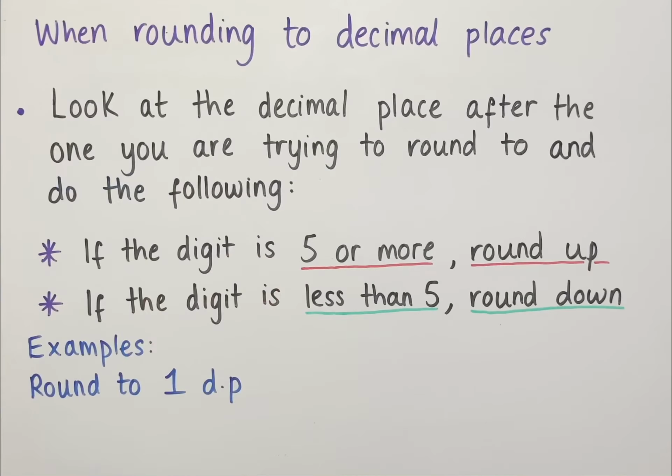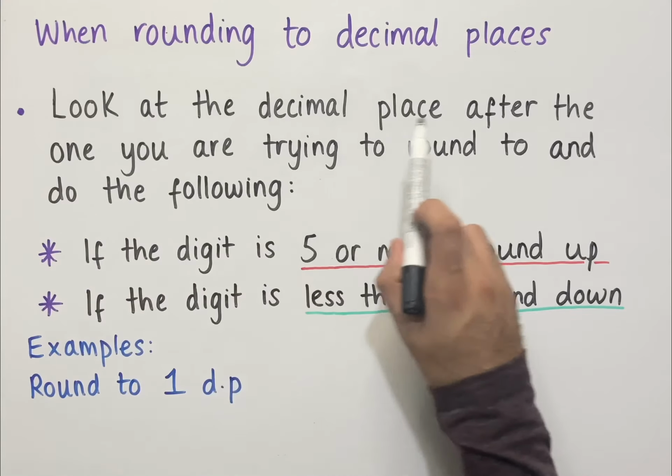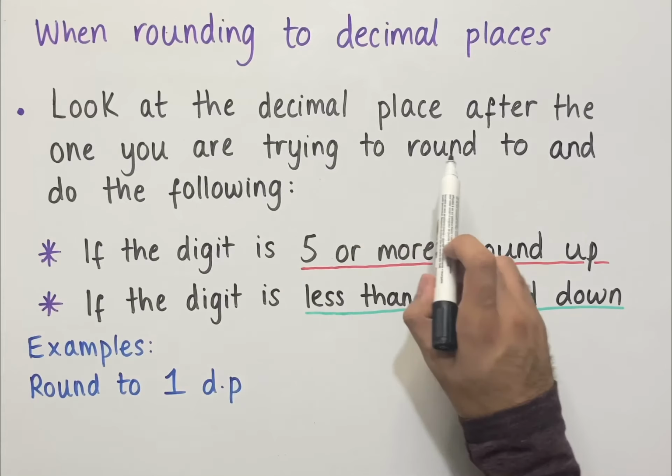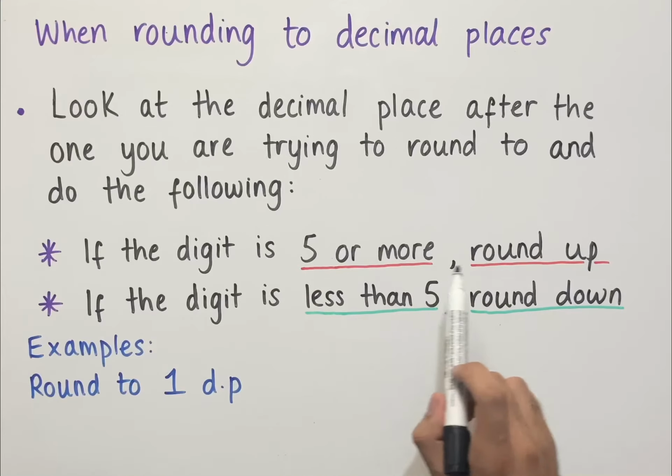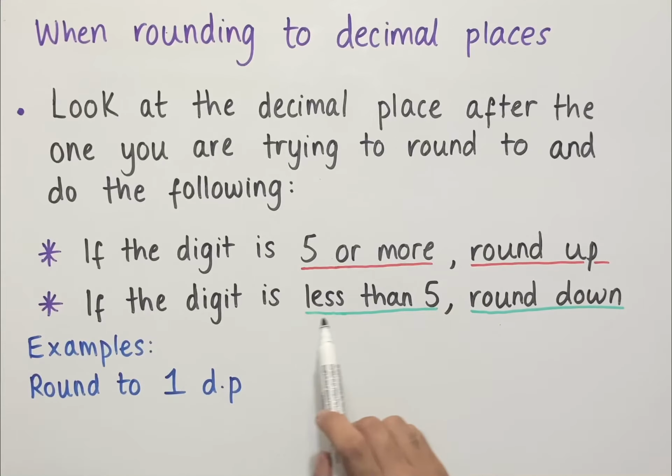When rounding to decimal places, we use this convention. Look at the decimal place after the one you are trying to round to, and then do the following. If the digit is 5 or more, round up. If the digit is less than 5, round down. So looking at some examples, let's say we want to round the following numbers to 1 decimal place.